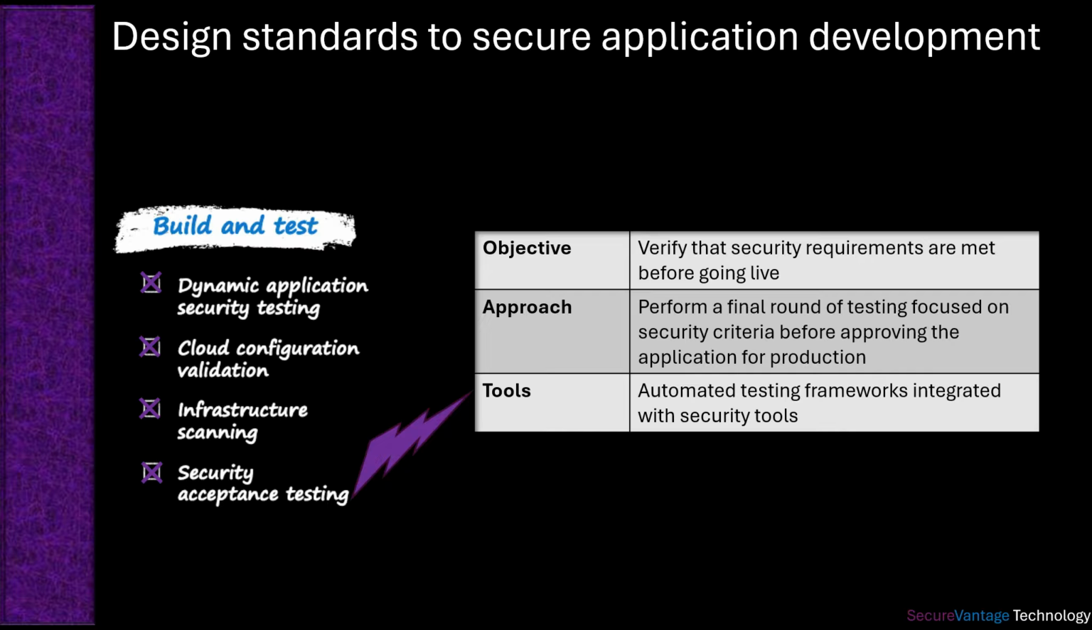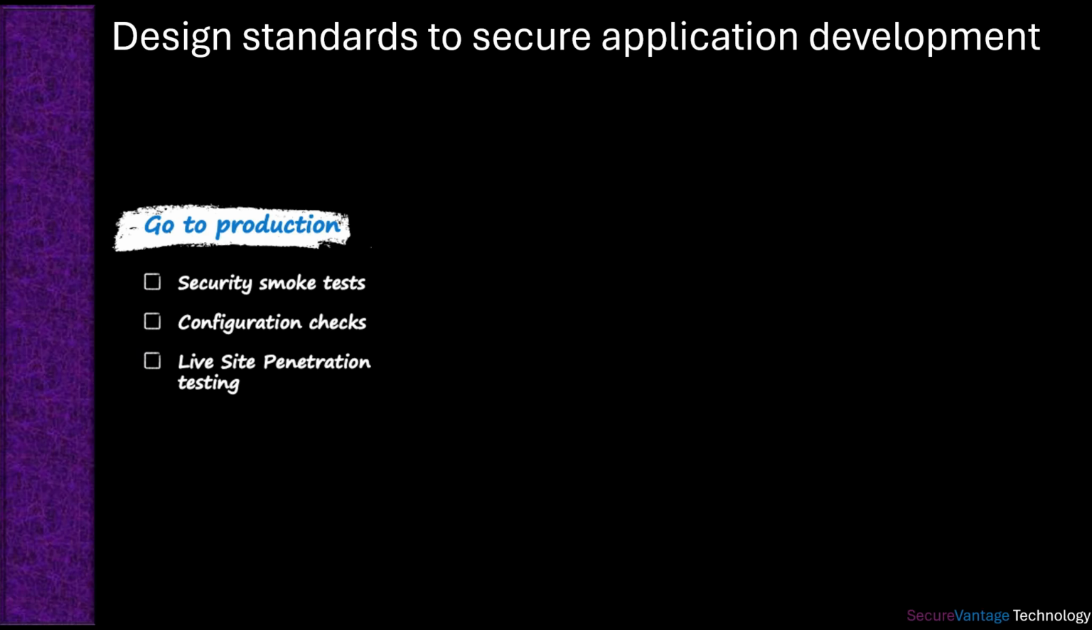As a cybersecurity architect, you should ensure that the development team has performed a final round of testing focused on security criteria before approving the application for production. Automated testing frameworks integrated with security tools can be used to achieve the objective. In the go to production phase, when deploying the application to a production environment, additional checks and tests are performed to ensure it is secure. Let's understand various objectives of this phase.